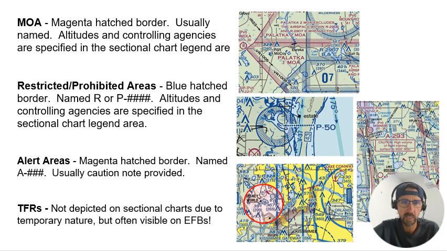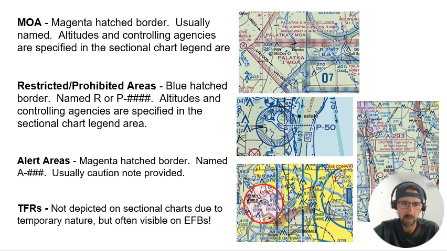Restricted prohibited areas, those are blue hatched borders named R or P. Okay. And then there's some number near it. Altitudes and controlling agencies are specified in the sectional chart legend. So you can go in the sectional chart legend and see what you need, just like we talked about in the military operation areas. Alert areas, those are usually in the magenta hatched border named A, and then there's a certain number to it, I'm sorry.